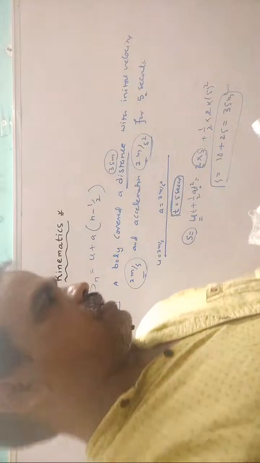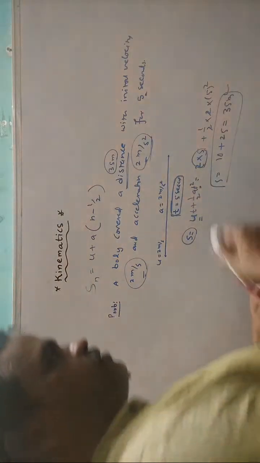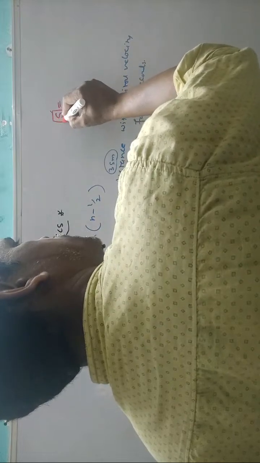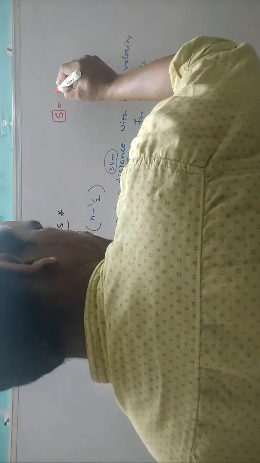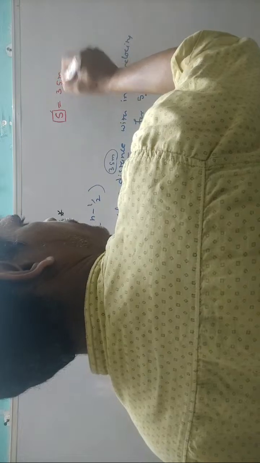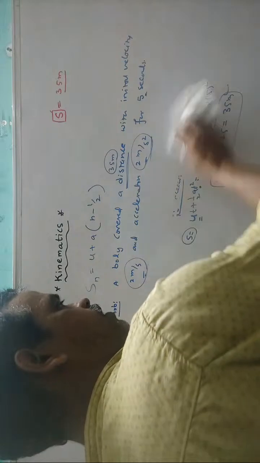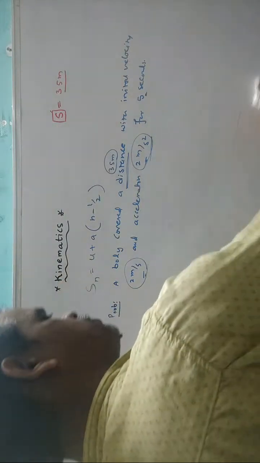Now just write this value aside: the displacement covered by the body in 5 seconds is equal to 35 meter. Now I will apply the fourth equation, the nth second displacement, here.